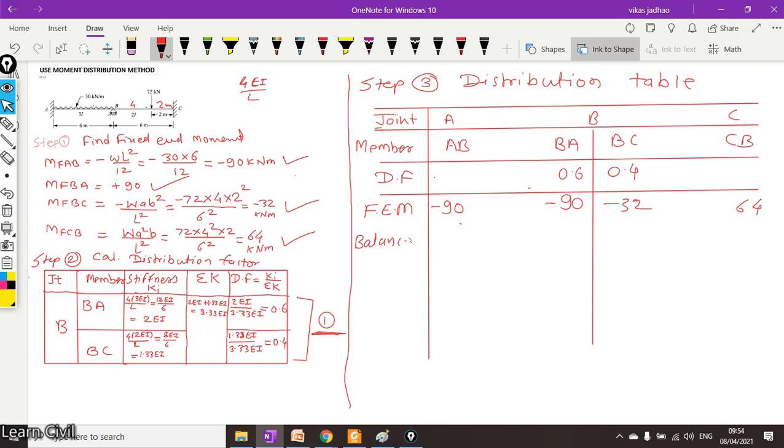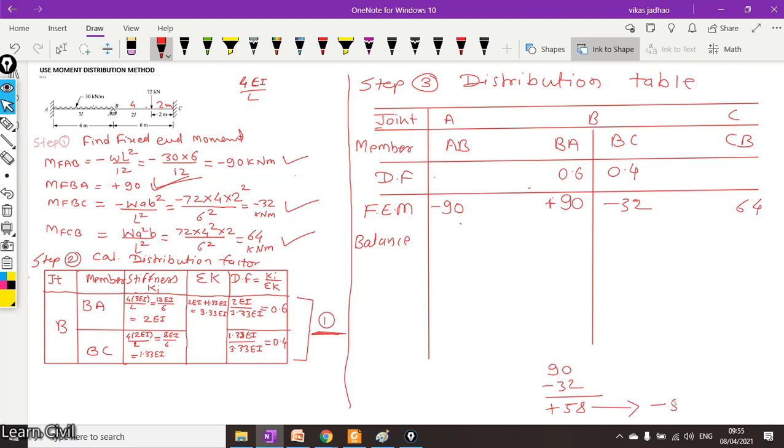We have to balance this unbalanced fixed end moment. You can see here we will have some unbalanced fixed end moment, that is minus 90 minus 32. Sorry, this is plus 90, the fixed end moment MBA is plus. So we have a total unbalanced moment of 90 minus 32, which is equal to plus 58. So what will we be doing? We will balance this moment by applying an equal and opposite moment.